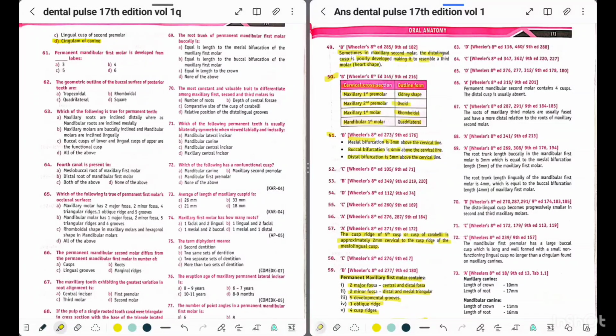Hello everyone, welcome back. So today in this video we will continue solving questions from Dental Pulse, and we will start solving from question number 61 of chapter 2, permanent dentition, from oral anatomy. In our previous videos we completed till question number 60 of this chapter. So let's begin.